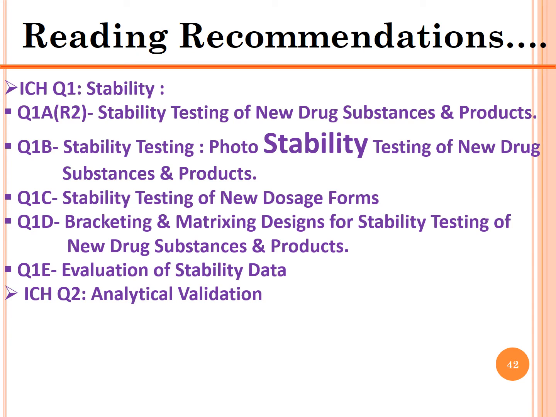Reading recommendations. ICH Q1, Stability. Q1A R2, Stability testing of new drug substances and products. Q1B, Photostability testing of new drug substances and products. Q1C, Stability testing of new dosage forms. Q1D, Bracketing and matrixing designs for stability testing of new drug substances and products. Q1E, Evaluation of stability data. ICH Q2, Analytical validation.